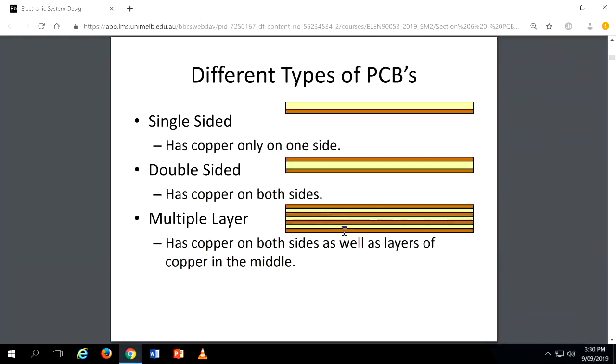It has copper on both sides as well as layers of copper in the middle. Sometimes one layer is a ground, another could be plus VCC, maybe another minus VEE. So there are different ways you can design a multi-layer board. Even some people route signals in the middle layer, but only at low frequency. For high frequency it is not a good idea to route the signal in the middle layer of a multi-layer board, because then you will be putting vias, and vias on a signal are not good for high-frequency lines.